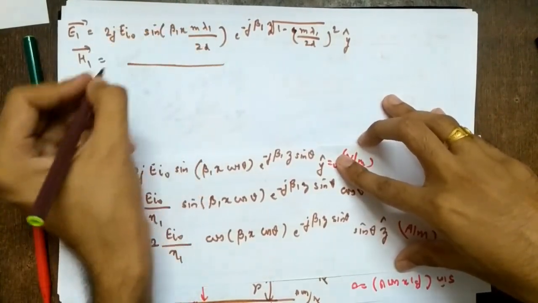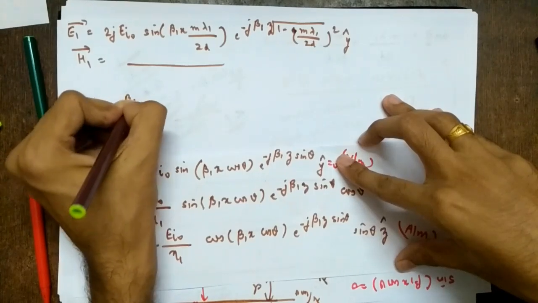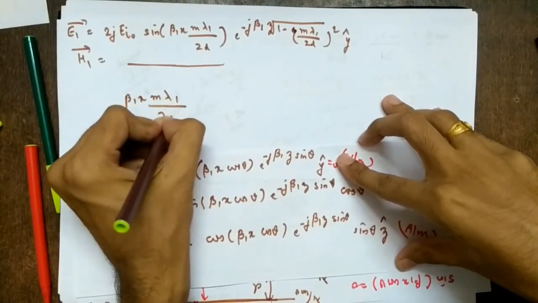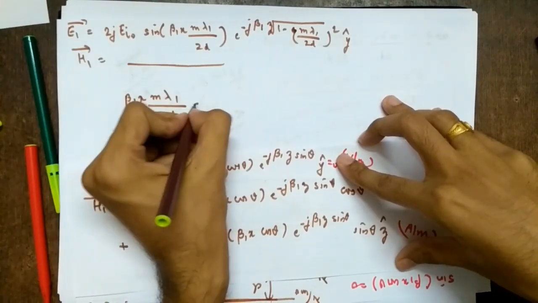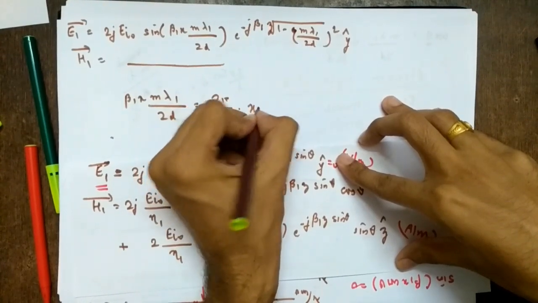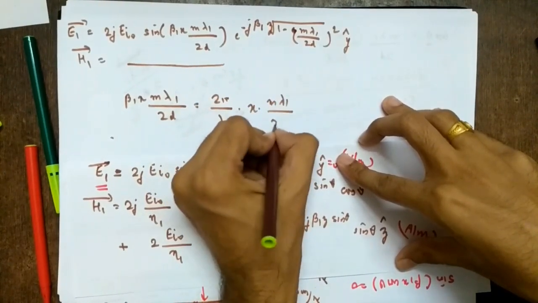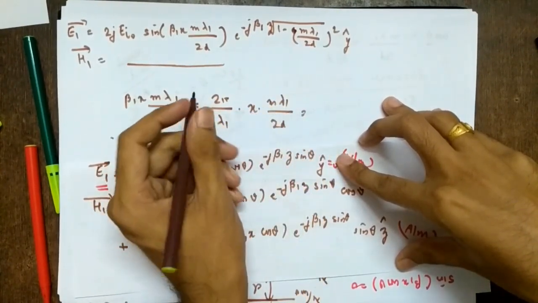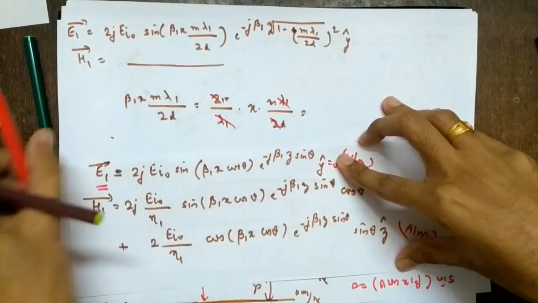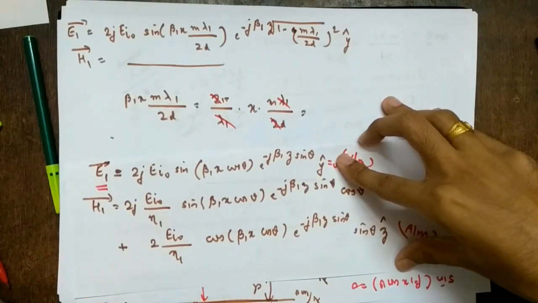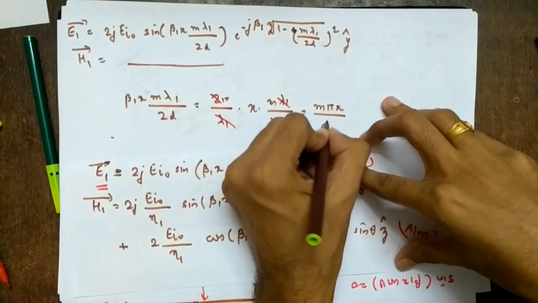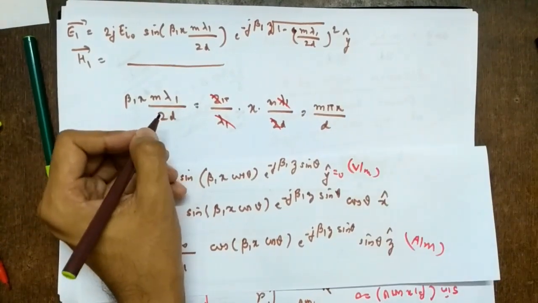Now E10 is by beta 1x m lambda 1 by 2d. Let's try to simplify this. So beta 1x m lambda 1 by 2d. What will it be? Beta 1 is 2 pi by lambda 1 into x into m lambda 1 by 2d. So what will you get? These two get cancelled. Lambda 1 gets cancelled. So what do you get? M pi x by d. So m pi x by d. Right?